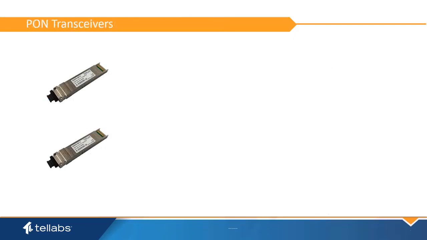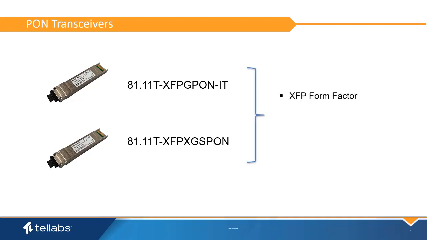Because this card supports two PON types, there are two different PON transceivers available, the GPON transceiver and the XGS PON transceiver. Each is an XFP form factor that supports the SC-UPC connector for single-mode fiber. These units are sold separately and need to be installed in accordance with the way each PON port on the card is provisioned.